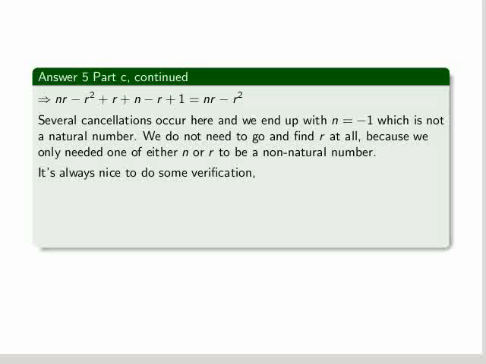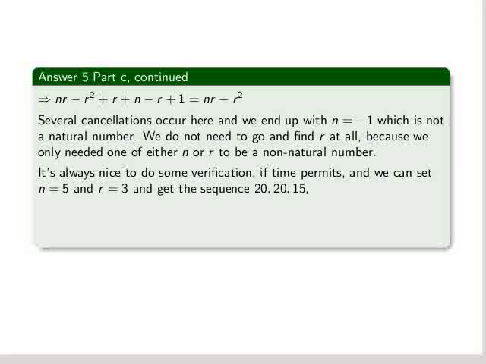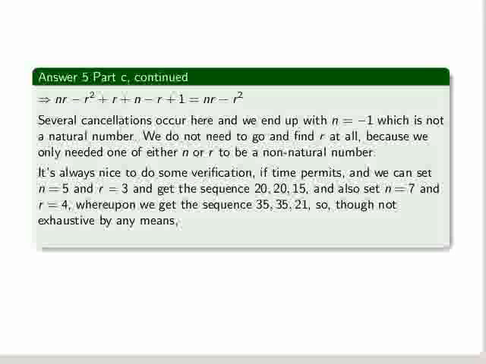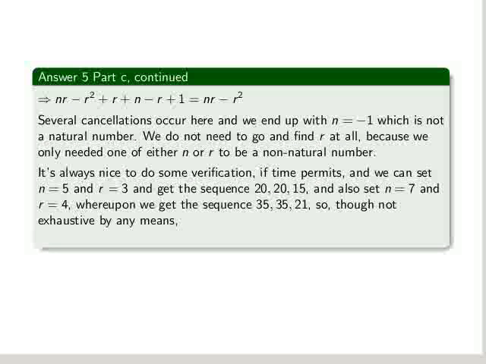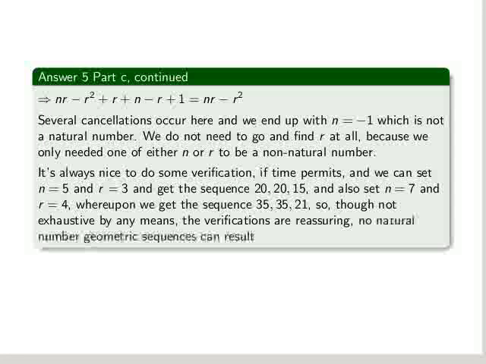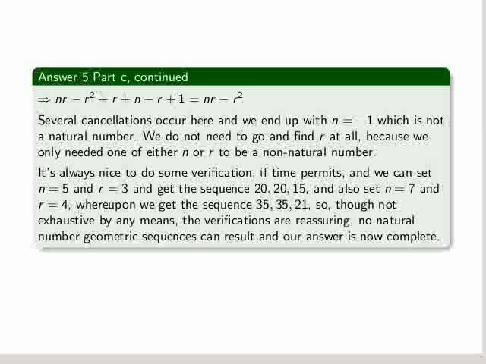It's nice to do some verification though, if time permits, and we can set n equal to 5 and r equal to 3, and we get the sequence 20, 20, 15. Doesn't look like a geometric sequence, does it? And also set n equal to 7 and r equal to 4. Okay, try it again, whereupon we get the sequence 35, 35, 21. So, though not exhaustive by any means, the verifications are reassuring. No natural number geometric sequences can result, and our answer is now complete.